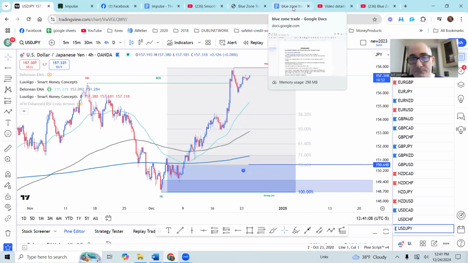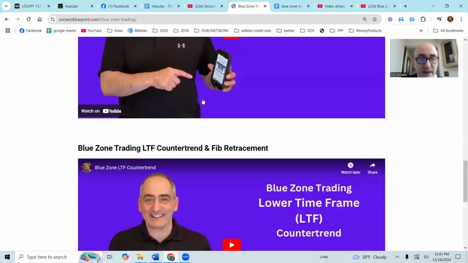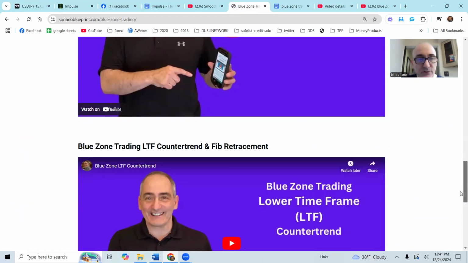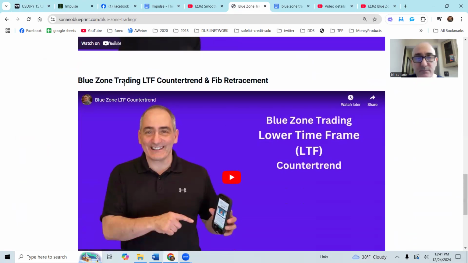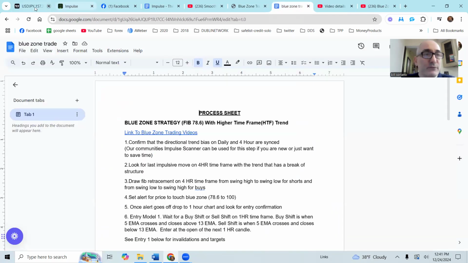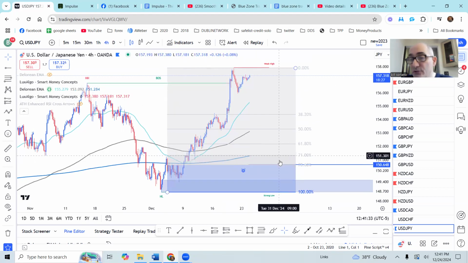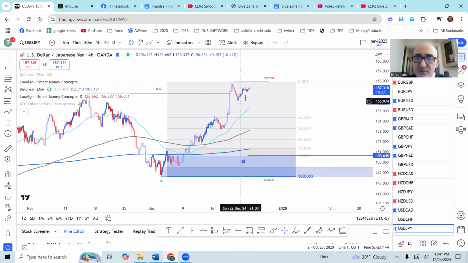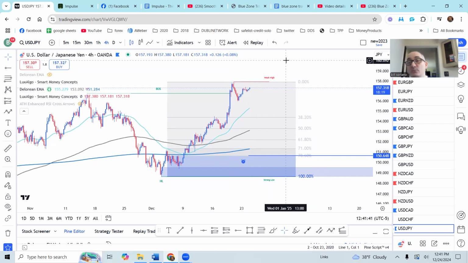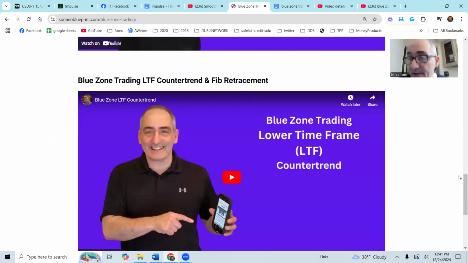And because of that, I came up with the counter trend way to also trade. Okay, this is the blue zone trading lower time frame counter trend and fib retracement. The problem is, this goes against the higher time frame trend. So basically, we're looking for an opportunity here to take this down to the blue zone, right? But the problem is because we're going against the higher time frame trend, sometimes it just pulls back and then it takes off higher. So it's a more risky trade to take. So you shouldn't take too many of them, right?